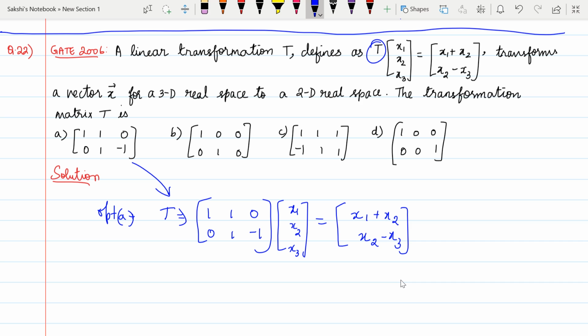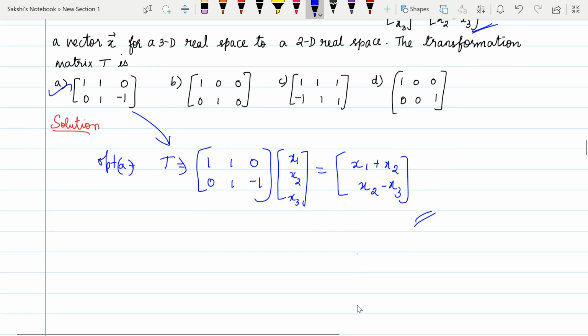This is not from the question. You can see directly over here, when T acts on this, you get x1 plus x2 plus 0. Therefore, the answer will be x1 plus x2. Then 0 plus x2 minus x3. Hence, the transformation matrix will be option A. You can also choose other options too, like B, C, and D. So if you choose them, you're not going to get the same answer as given in the question. Therefore, option A will be the correct answer over here.